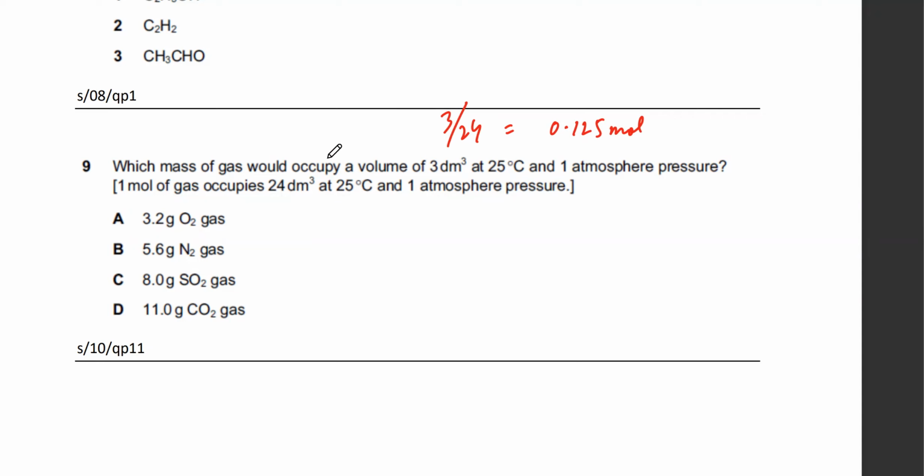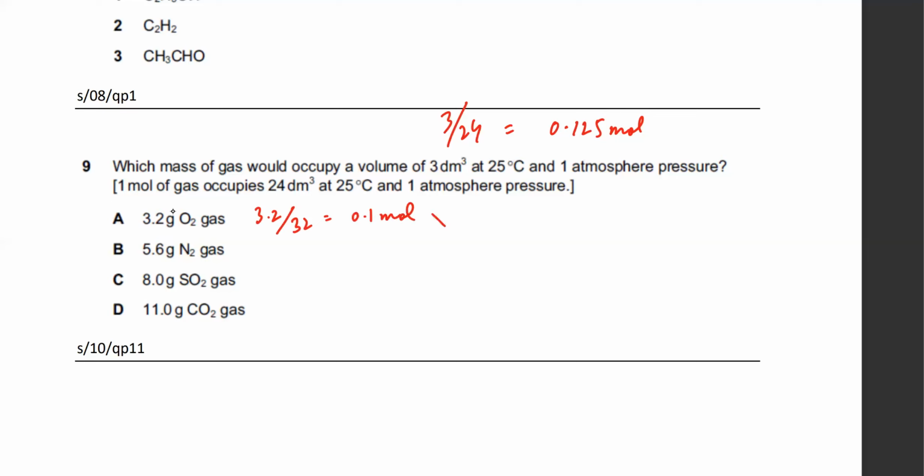What mass of gas would occupy the same volume as 3 dm cube? So we need to find the moles: 0.125 moles is going to occupy this much volume. The mass is given, so 3.2 divided by 32. Oxygen has an MR of 32, so that would give you 0.1 moles.